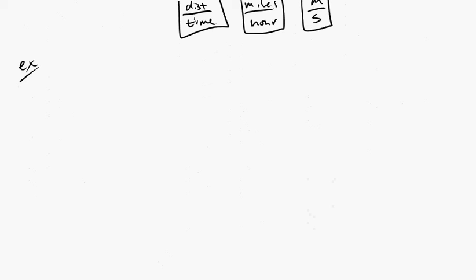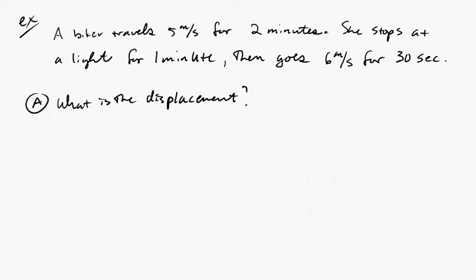Alright. Okay, a biker travels at 5 meters per second for about 2 minutes. She stops at a light for 1 minute, and then goes 6 meters per second for 30 seconds. So we want to know, what is the total displacement? Alright, so I'm going to draw a rough sketch of what this will look like. The bike is going 5 meters per second for 2 minutes. So if we're looking at displacement here, for 120 seconds, she's going to be traveling 5 meters every second. So it's going to look like this.